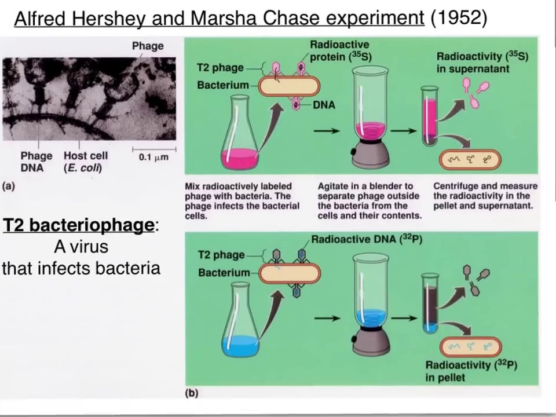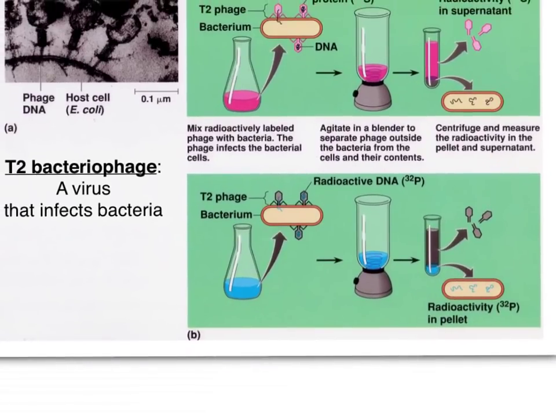Okay, so let's go down below. Similar experiment, but this time Hershey and Chase labeled the nucleic acid, the DNA, with radioactive phosphorus. This is an important point to make. Protein does not contain phosphorus, and DNA does not contain sulfur. So the scientists were able to follow each of these molecules through the experiment by labeling them with two different radioactive isotopes. All right, great.